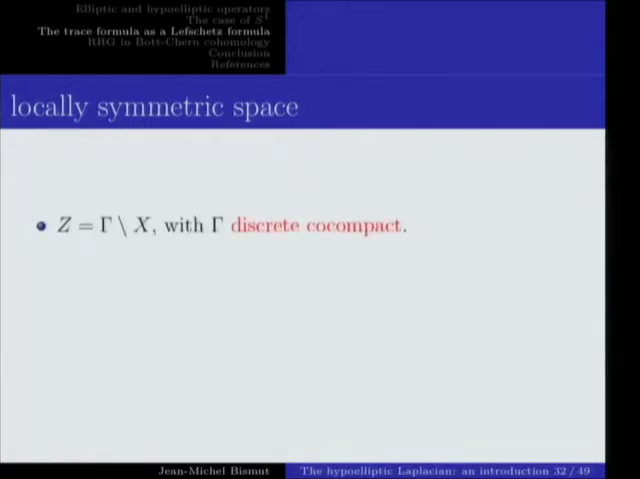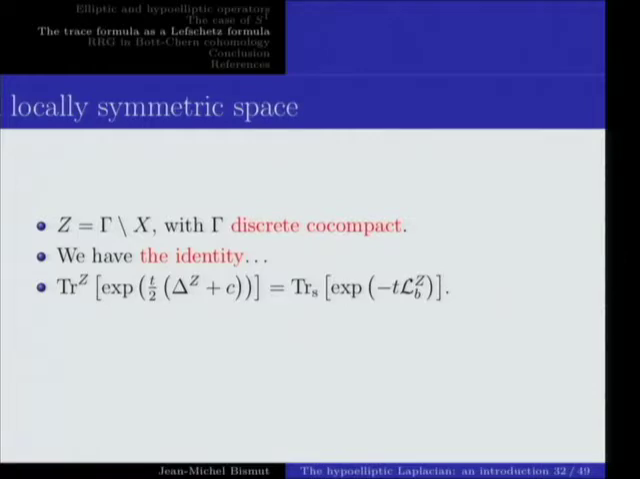Okay, so let me again now take a look at a symmetric space, which is compact. So we have the identity, which is a strict analog of what I had before in the case of S1. The trace of the original heat operator on functions, the Laplacian twisted by a constant, is equal to the supertrace of the hypoelliptic heat kernel acting on this big space.